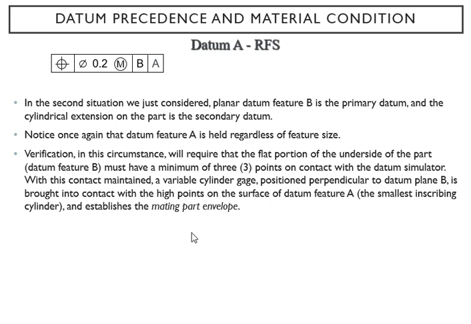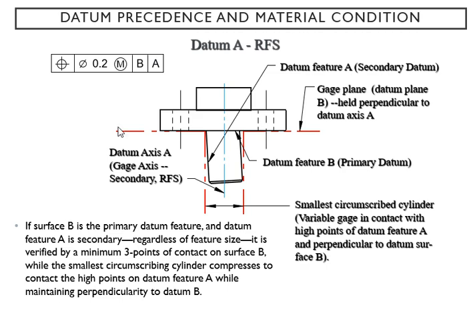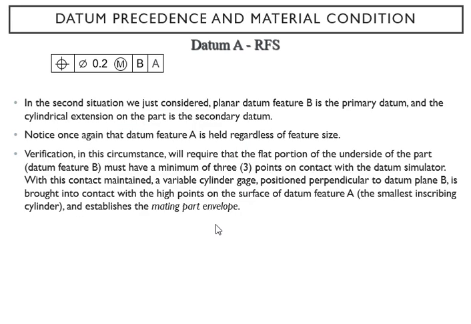So we're still dealing with datum feature B as a primary datum, and then your cylindrical extension on the part is a secondary datum, which is your A, because we flipped it. So the cylindrical part is now the secondary. Notice once again that your datum feature A is held at RFS, regardless of feature size, so there's no issue.